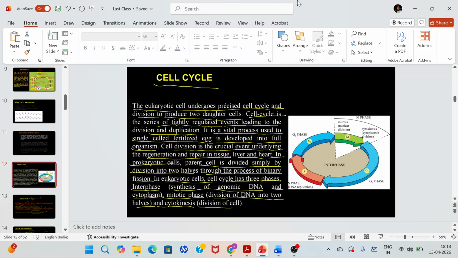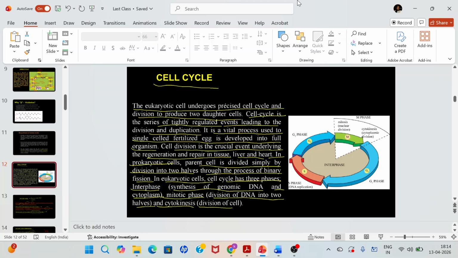So this process is a very important step. Cell division is the crucial event underlying the regeneration and repair in the tissue, liver and heart. In prokaryotic cells, the parent cell is divided simply into two halves through the process of binary fission. This process of cell cycle is generally seen in the case of the eukaryotic cell. In prokaryotes, it is binary fission by which cells divide.